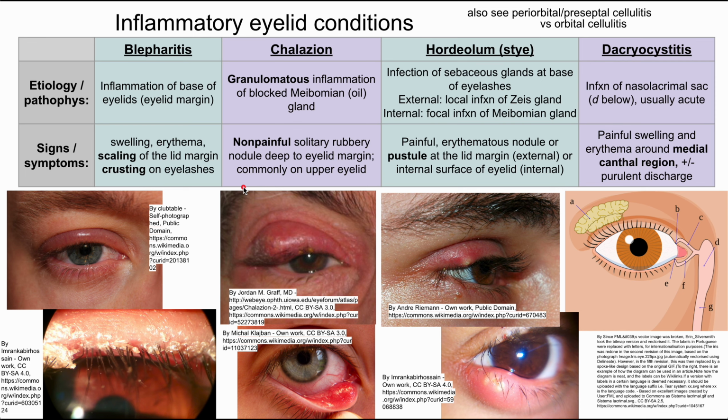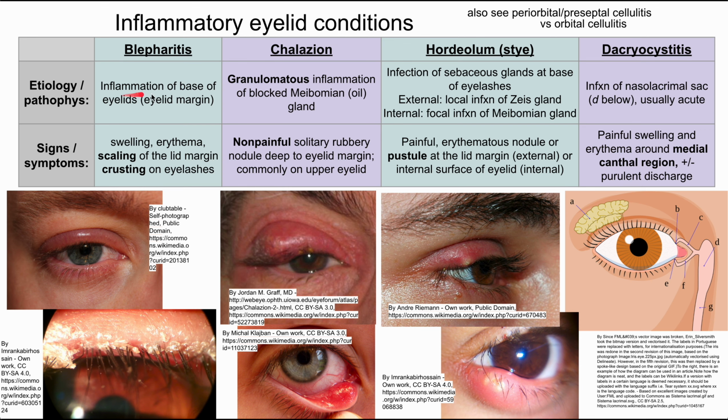This is a short video on inflammatory eyelid conditions. I'm going to be talking about these four conditions listed at the top here: Blepharitis, Chalazion, Hordeolum, also known as a stye, and Dacryocystitis. And I'll be talking about the pathophysiology and the signs and symptoms of all of them, as well as some pictures. So let's start with Blepharitis.